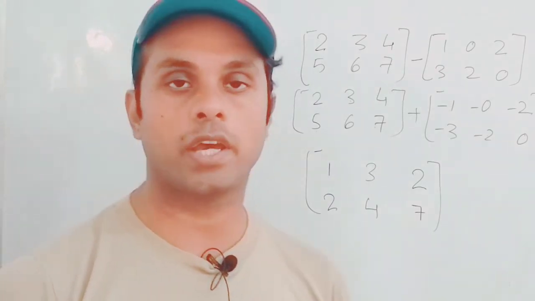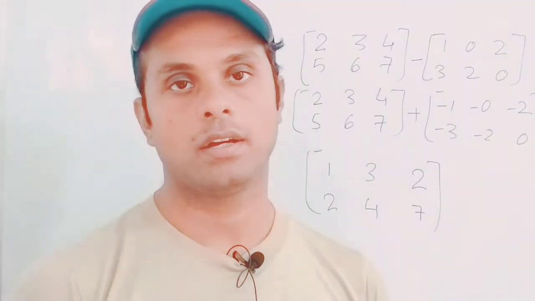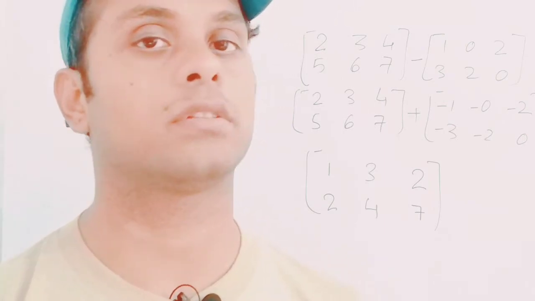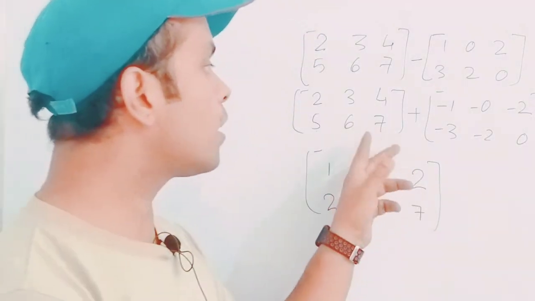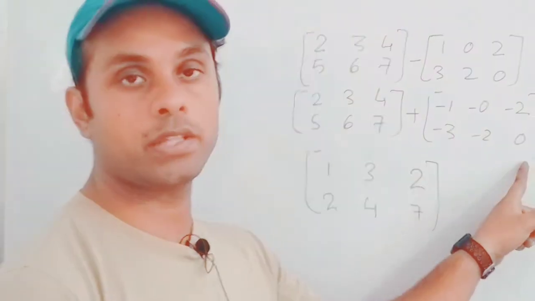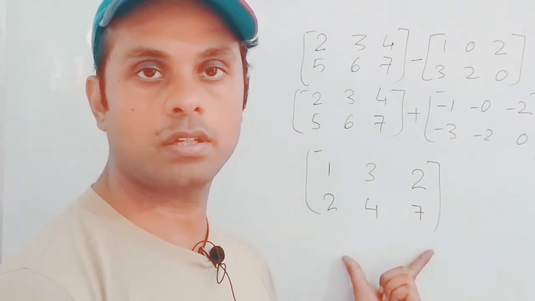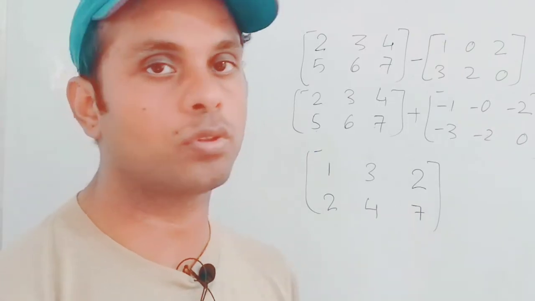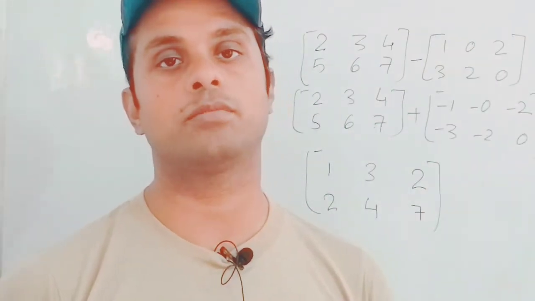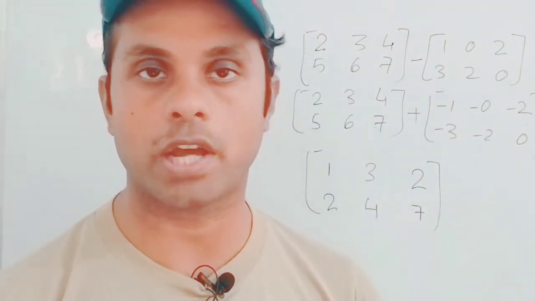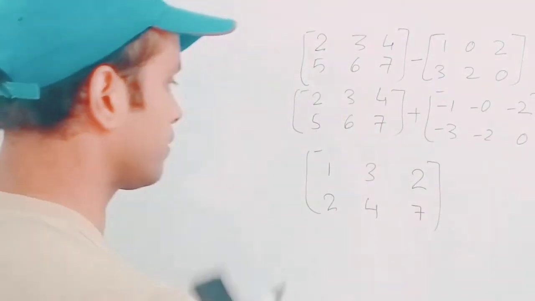So this way you can add two matrices or subtract them. And the order of the resultant matrix remains the same as that of the original matrices. Look, the order of these two matrices was 2 by 3, 2 by 3, and what is the order of the resultant matrix? That's also the same here. Its order is also 2 by 3. So don't forget, the order of matrices remains the same throughout addition or subtraction.